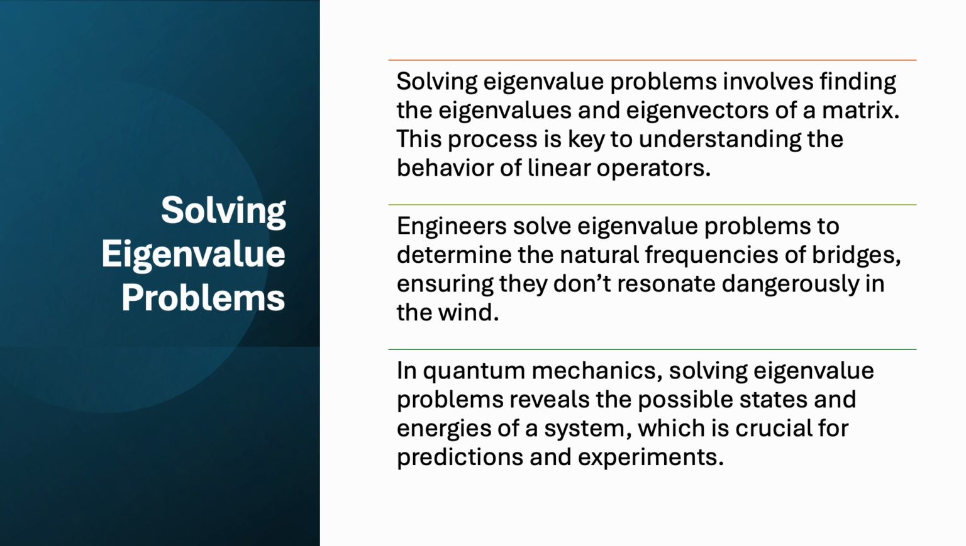Engineers solve eigenvalue problems to determine the natural frequencies of bridges, ensuring they don't resonate dangerously in the wind. Because when we are driving on a bridge and it is resonating due to the wind or something, what will happen? What can possibly be happening when we are driving? In quantum mechanics, solving eigenvalue problems reveals the possible states and energies of a system, which is crucial for predictions and experiments.